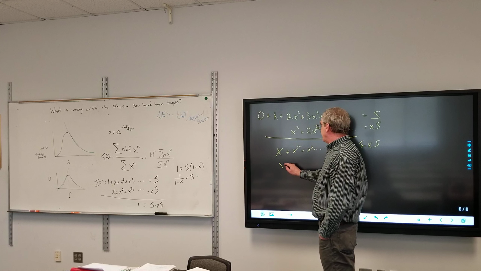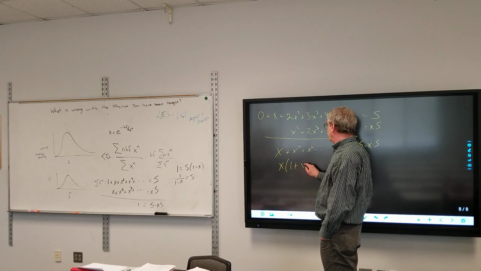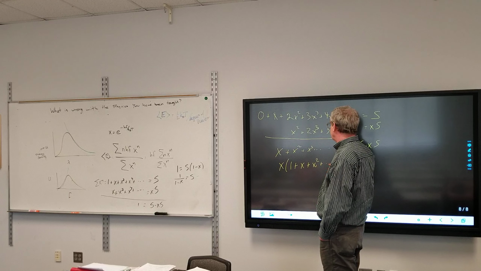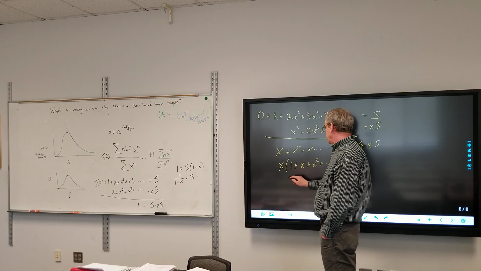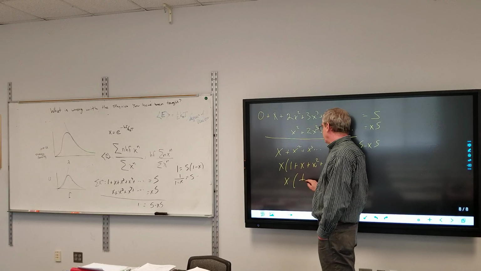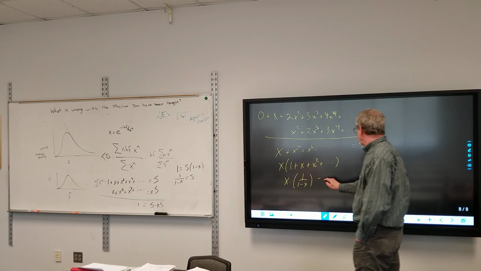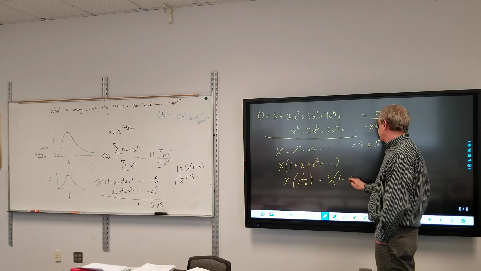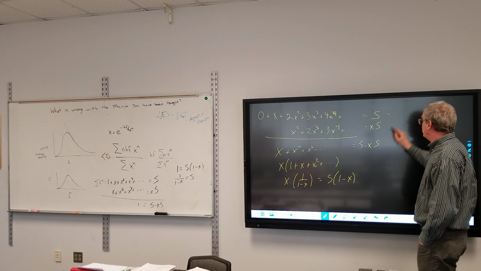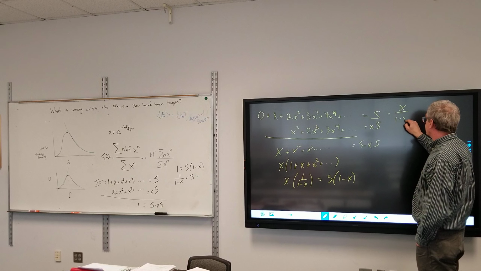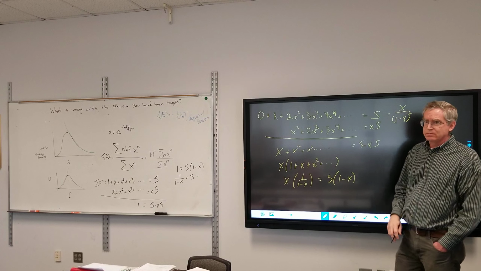If I factor an x out, I'm left with x times 1 plus x plus x squared plus so on. There we go. And that is just s over there, which is x times 1 over 1 minus x, equal to s times 1 minus x. Solving for s, the sum would be equal to x over 1 minus x squared.